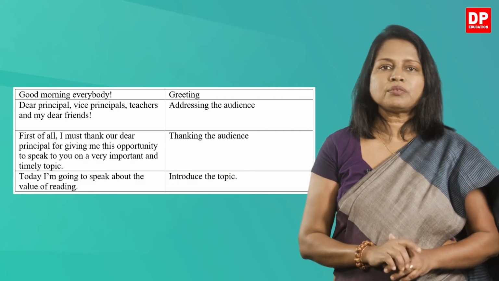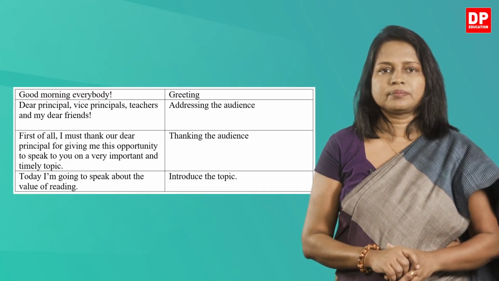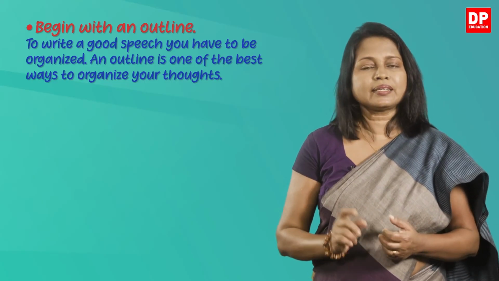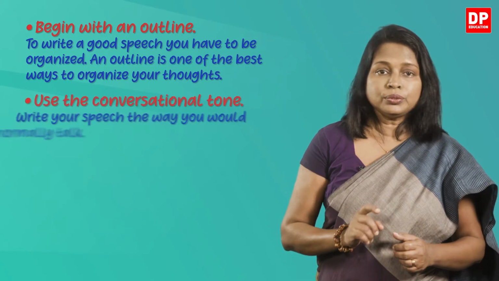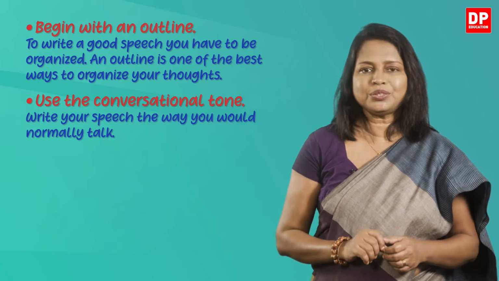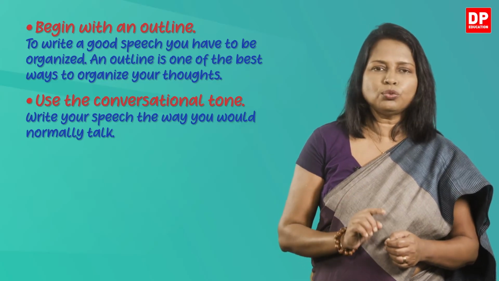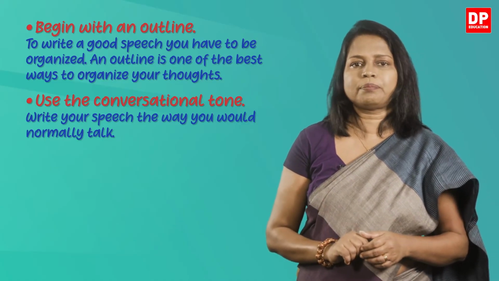Okay. Next, you have to write the remaining part of your speech. Look at these points. These are some useful tips to help you write a good speech. Begin with an outline. To write a good speech, you have to be organized. An outline is one of the best ways to organize your thoughts. Use the conversational tone. Write your speech the way you would normally talk. As it is a spoken text, avoid using too many passive constructions or technical words that are difficult to remember.